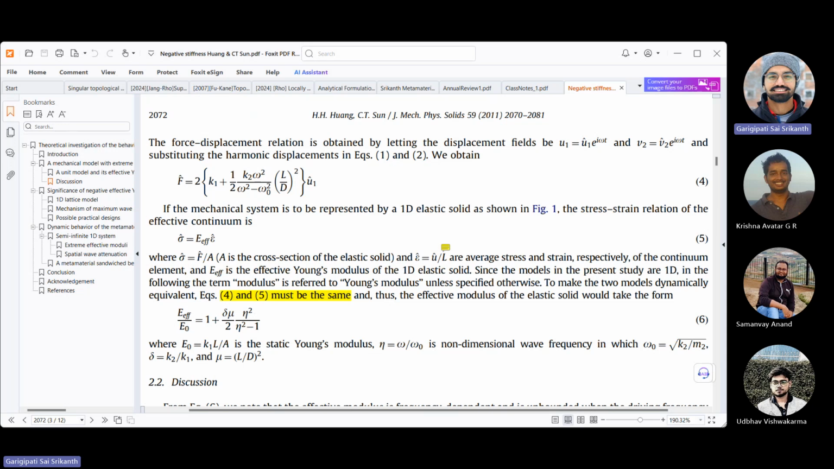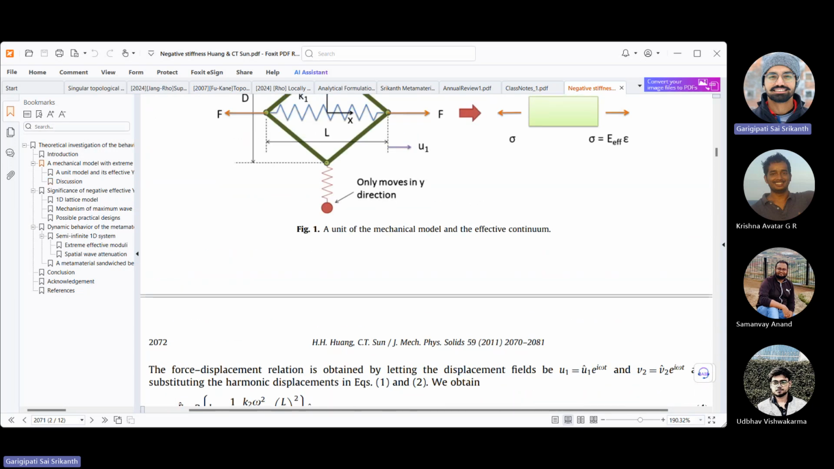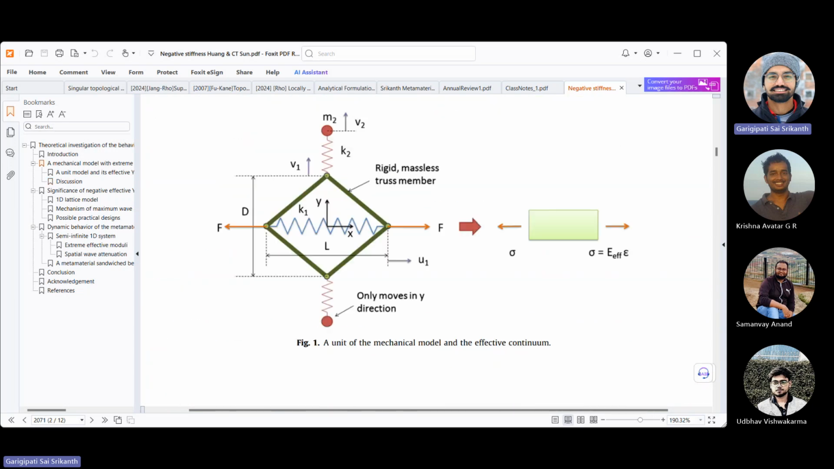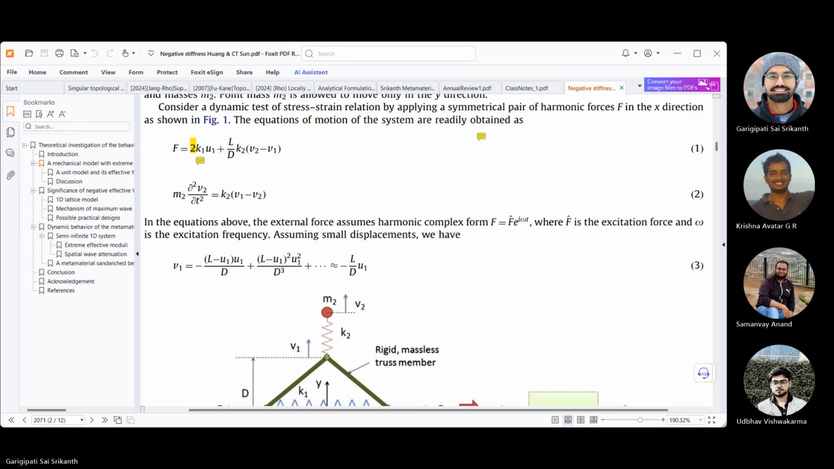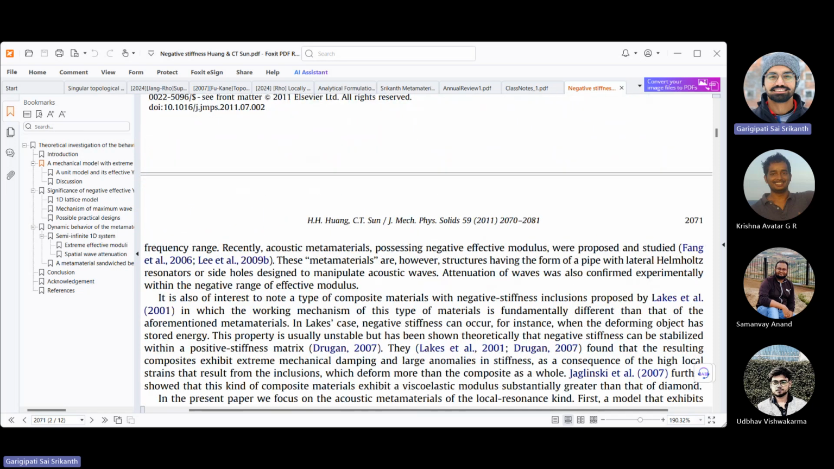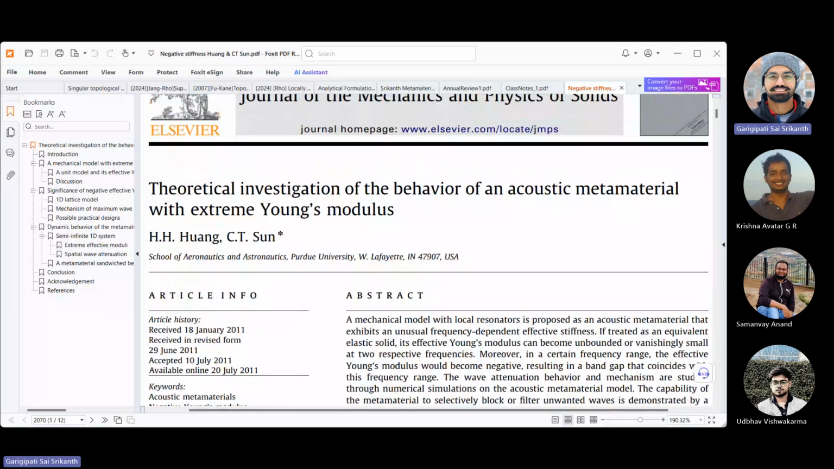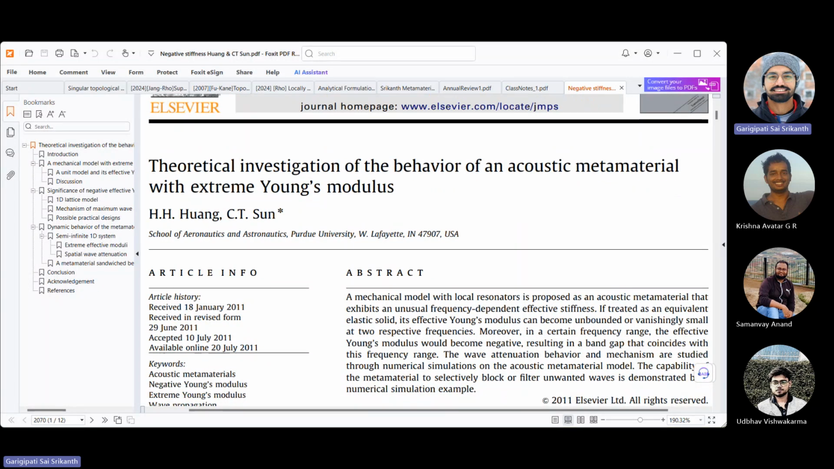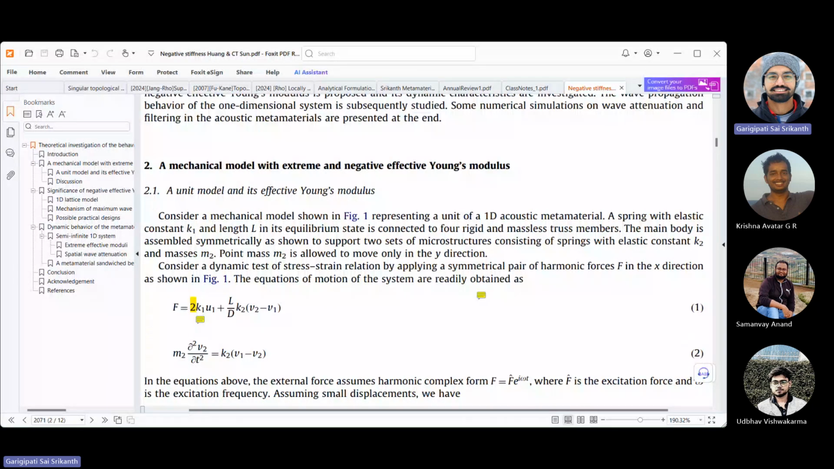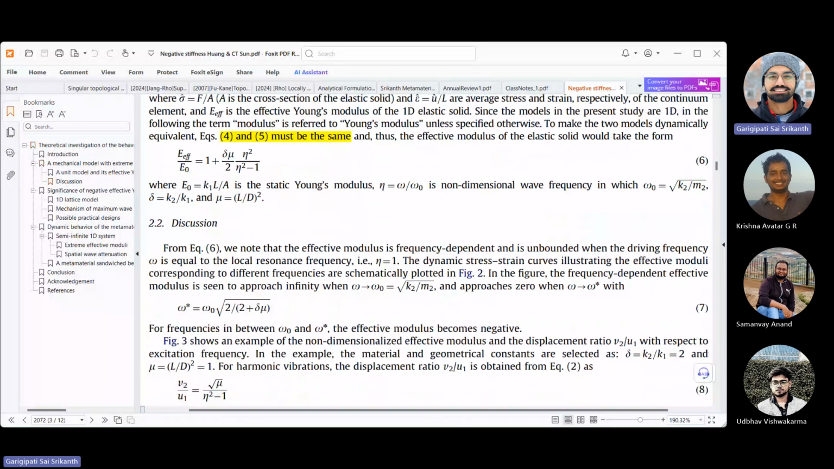Anyway, we'll touch upon this again, but the point is to understand that there is something called local resonance, and that gives you effective negative stiffnesses. This is the foundational paper. I encourage everyone to have a look at this paper. Anyway, we'll dissect this paper a bit.